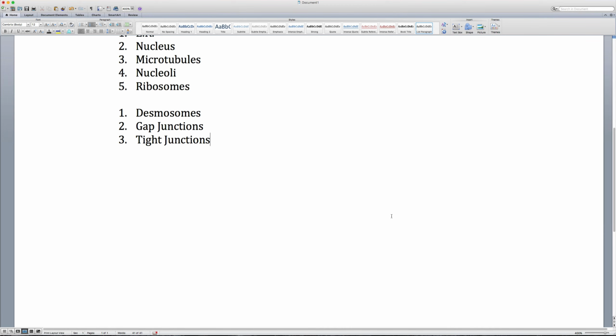Next question. If cells are placed in a hypertonic solution containing a solute to which the membrane is impermeable, would the cell shrink? Explain why.